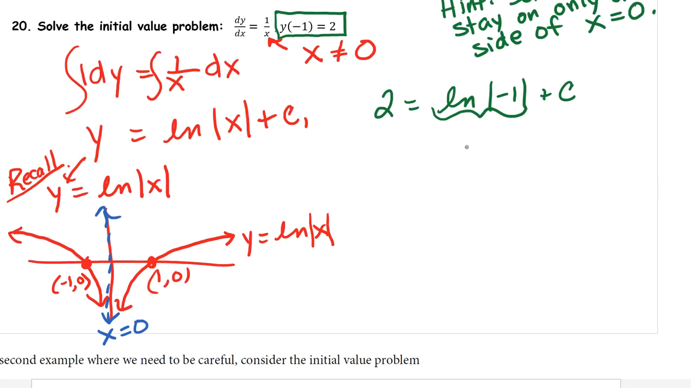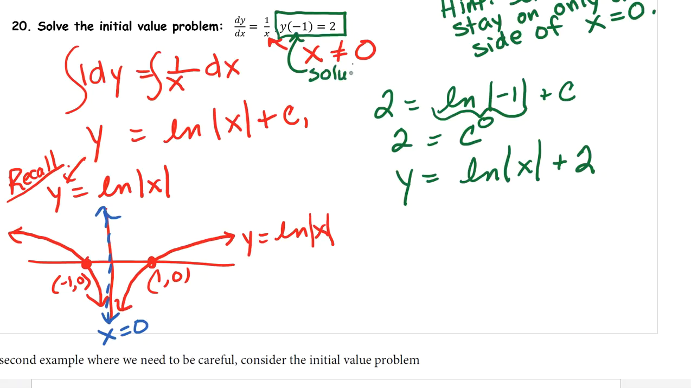So our constant is equal to 2, since that value is 0. So now we have our graph y is equal to the natural log of the absolute value of x plus 2, but that would still have 2 branches to it. So notice that here, this x coordinate, this solution point is on the negative side of x equals 0.